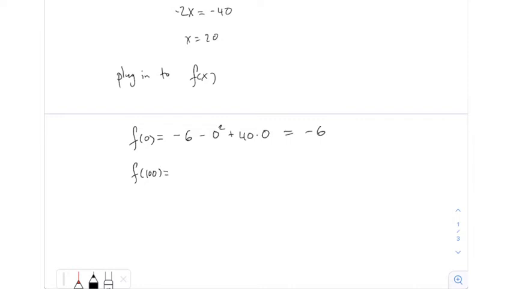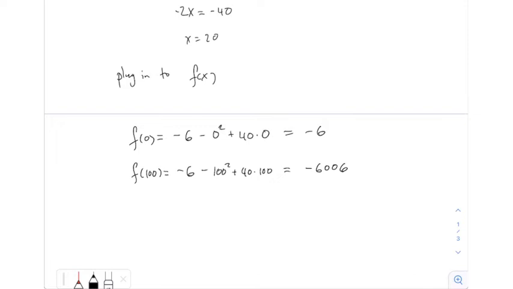This I plugged in, minus 6 minus 100 squared plus 40 times 100. This, I used my calculator. I got negative 6,006. So if I make 100 jars, I lose a lot of money, I guess, because I can't sell enough of them, and I wasted a bunch of money making the maple syrup, right?